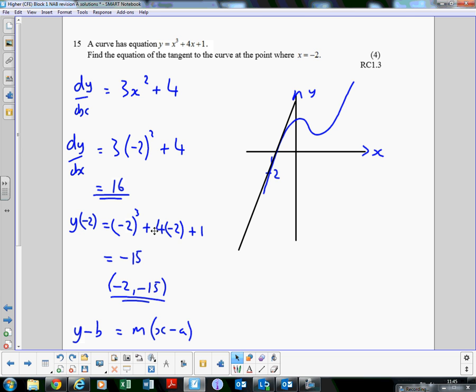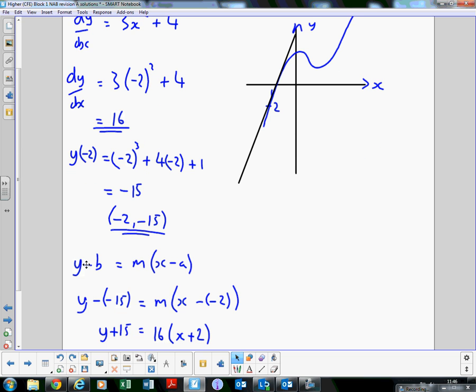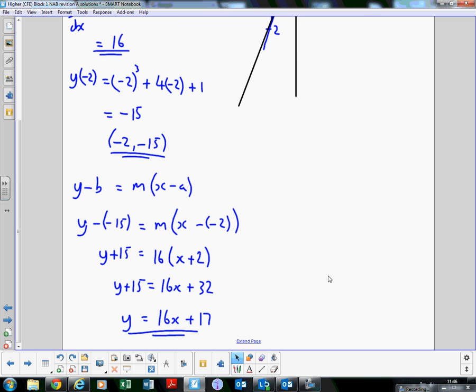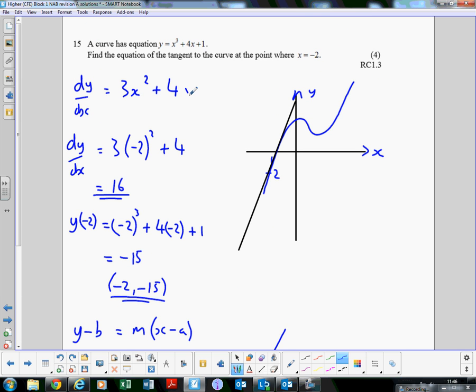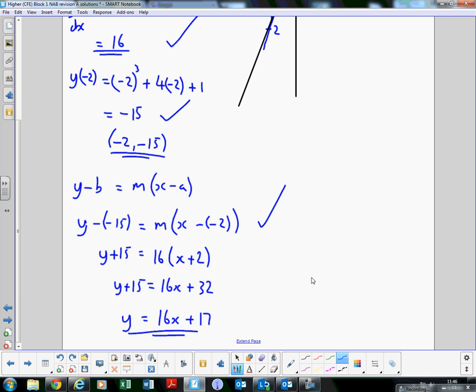I have the gradient. I have the x and y coordinate of a point on the line. Substitute into y minus b equals m(x minus a). There we go. Where would the marks come from? Differentiate, gradient, find the y coordinate, substitute into there. Again, no harm in practicing multiplying this out and rearranging, because in the final exam, the chances are you will have to.